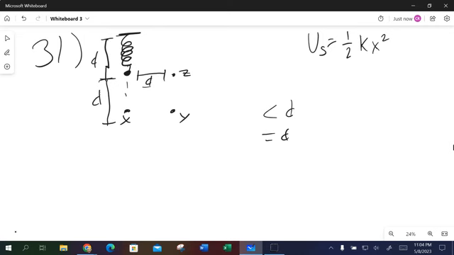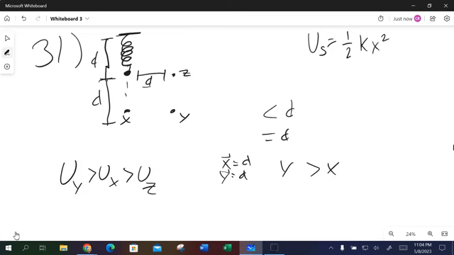For Y, we can see that it's d here, so we're going to have two components. Our x component is going to be equal to d, and our y component is going to be equal to d. So we know that overall it's going to be greater than x. So we can rank these as U of y is greater than U of x, which is greater than U of z. So our answer is going to be B.